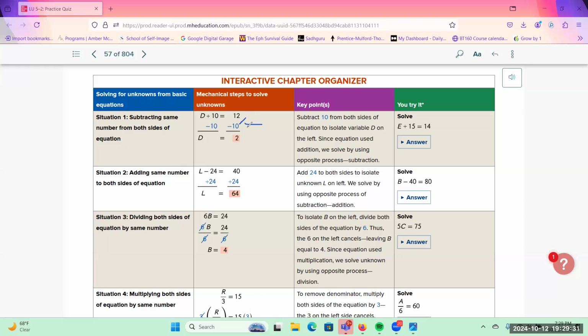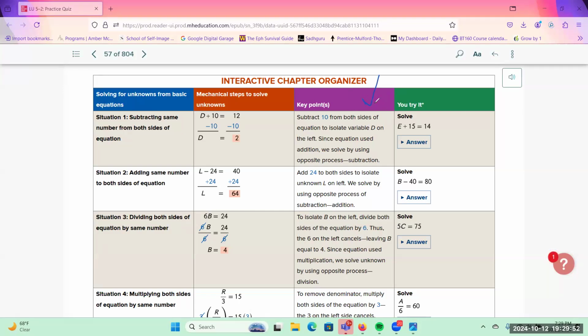And you can see that they've got in the example, the 12 minus 10 equals 2. This is an easy equation. It was only one step to get us to d equals 2 for this example. And on your practices, when you get into your Connect, you'll see quite a few of these examples.